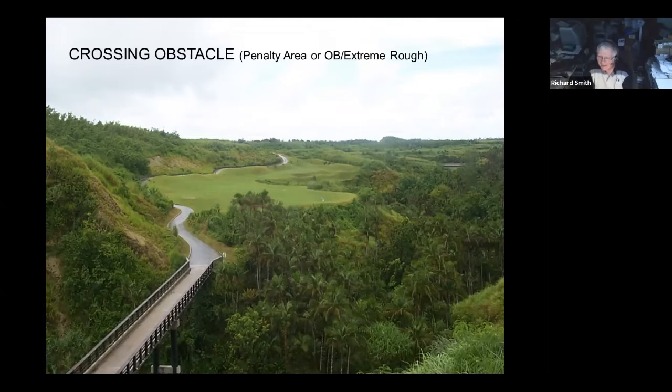The next thing after the bunker rating is the crossing of obstacles, and this can be crossing over either penalty areas or areas which are out of bounds or extreme rough that have not been declared as penalty areas. We rate them under the same conditions. Essentially, if you're crossing an object, it doesn't really matter because there's no lateral relief available anyway.